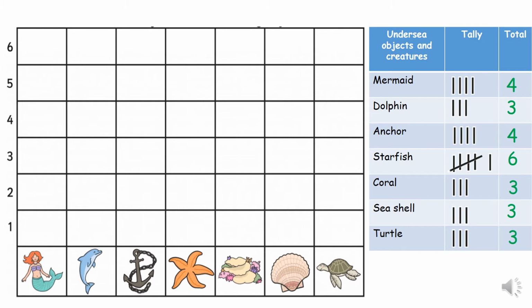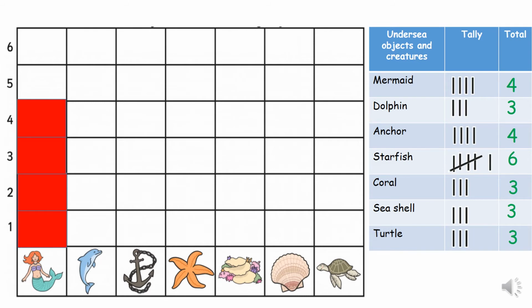What is our first data that we're going to put into the block diagram? The number of mermaids. How many mermaids did we see? 4. 1, 2, 3, 4. As you can see, I've drawn 4 squares and I've coloured them in red, so it's going to be easy to compare it at the end. All of my squares are the same size. Let's have a go at the next item.